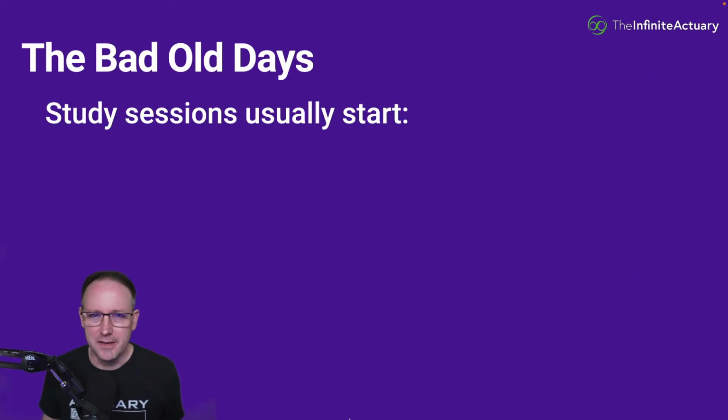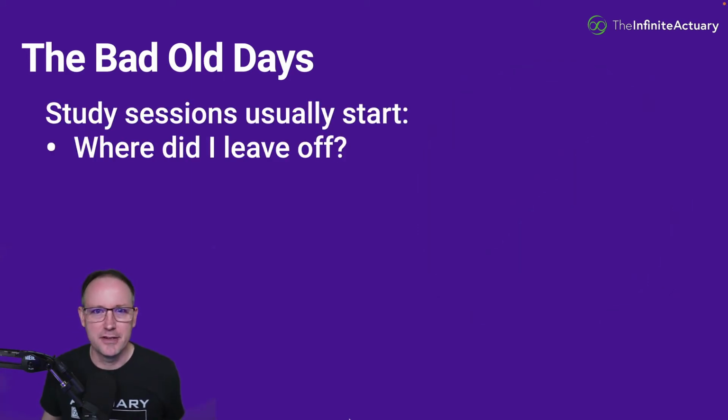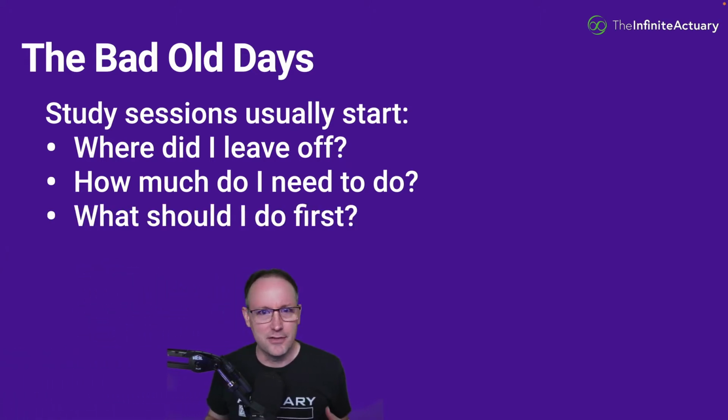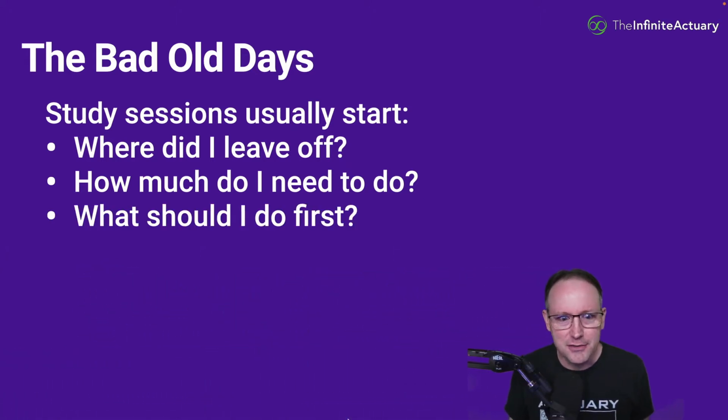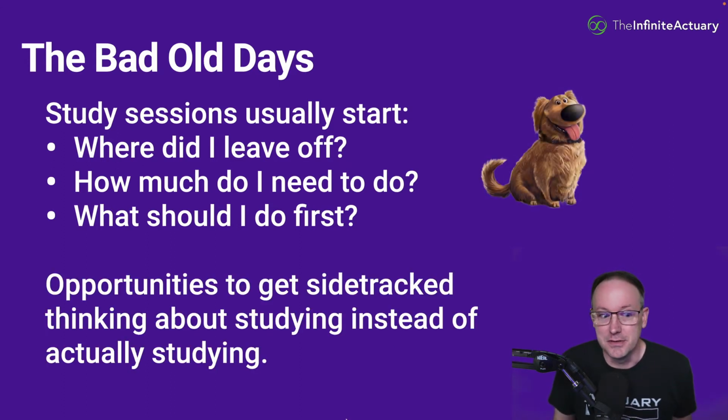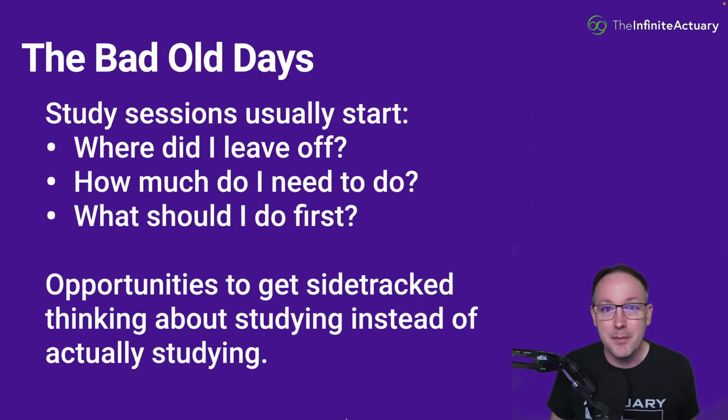And getting started in the bad old days usually means starting off by figuring out where was it that I actually left off anyway, how much do I really need to accomplish today to be sure I'm ready on exam day, and maybe even of all the different things I could do, what should I do first? These are all opportunities for distractions. They're squirrels that can sidetrack us thinking about studying instead of actually studying. And this is exactly what the Today view in TIA Study is going to help us avoid.